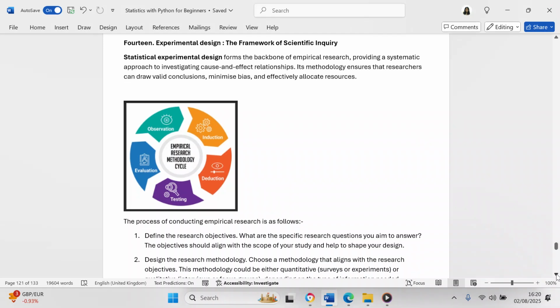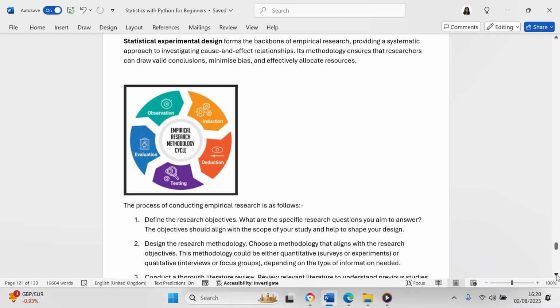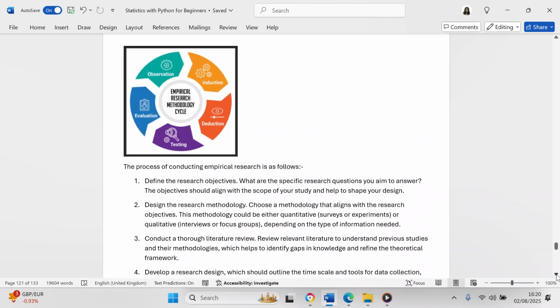So I've got a diagram here for you for the cycle of experimental design. So you've got observation, and then induction, then deduction, testing, and evaluation. And so that's a life cycle for empirical research methodology.